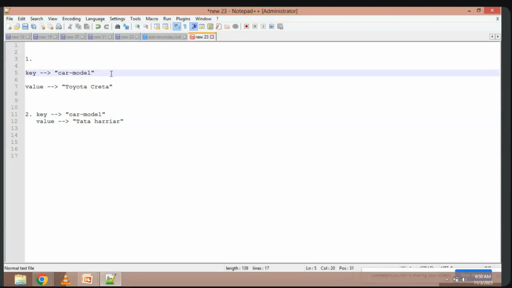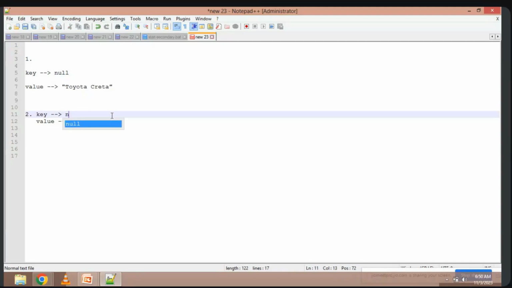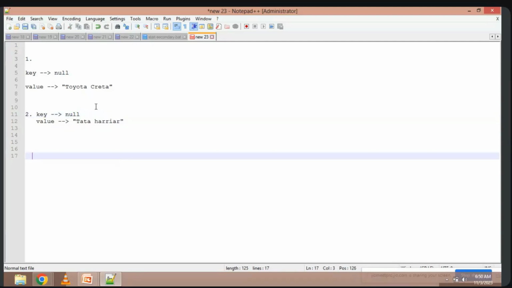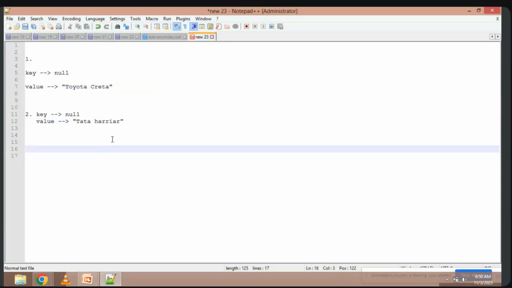But suppose you leave it blank and you are not giving any key. If the key is null, meaning you are not passing anything, then your messages will go in round robin fashion. The first message will go to the first partition, the second to the second, the third to the third, and again the fourth one will go to partition 1. So is this clear?